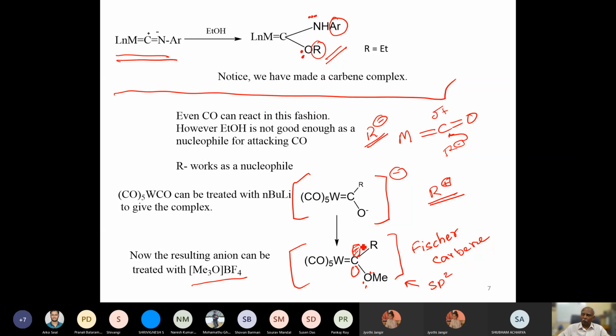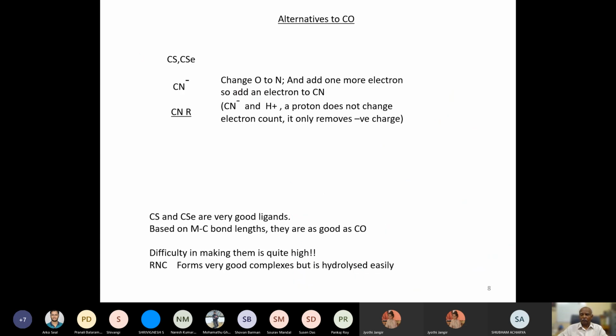You have a vacant p orbital which is sitting on the carbon, and that vacant p orbital can accept electron density. So this is called a Fischer carbene. So Fischer carbenes are in fact reasonably stable. They can be used in the laboratory, and we will come to that in a particular moment.